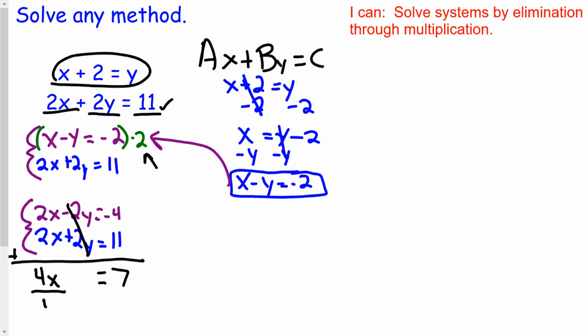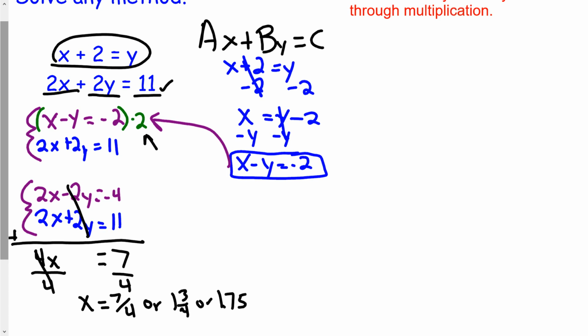And here we can just solve for x by getting rid of the coefficient. And that gives us x equals 7 fourths. Okay, and I'm okay with the improper fraction. You could also write it as a mixed number, I guess, 1 3/4, or 1.75, however you'd like. And I'm going to use that same x variable there to solve for y. And I can just use any of these two original equations. I'm going to go with the x plus 2.